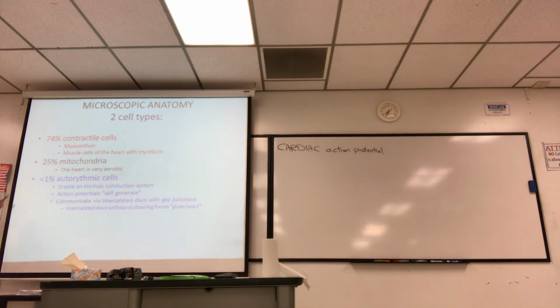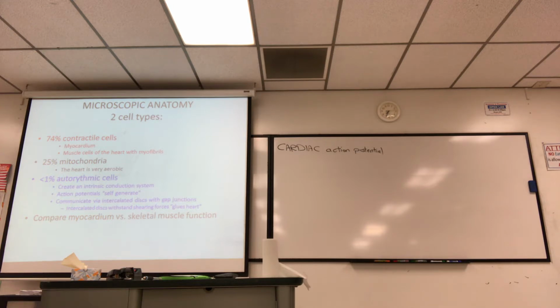To give you an idea, the cell is mostly muscle cells. A very small percent are those autorhythmic cells that have the pacemaker potential, like the SA node, the AV node, the Purkinje fibers, all that. The cell is very aerobic. There's a lot of mitochondria. But we're going to focus on the action potentials of these two cell types, the contractile cells and the autorhythmic cells. And we also want to compare the myocardium, cardiac muscle, to skeletal muscle.